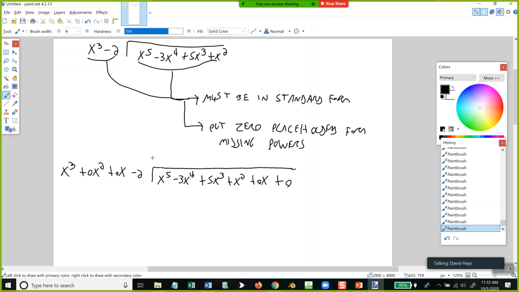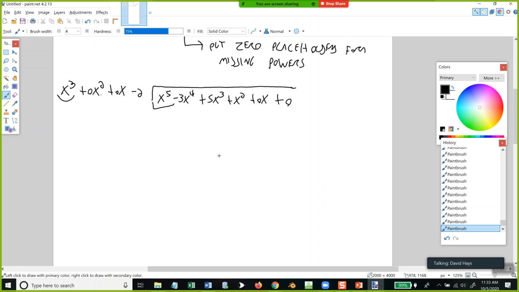Now, some books, some teachers teach just putting it underneath. They don't teach putting it out in front. If you're learning it for the first time, it's beneficial to even put it out in front, because then everything lines up perfect. The goal of this is so like terms line up in the same column, and it just works out a lot nicer. And then we're going to do what we've done before.